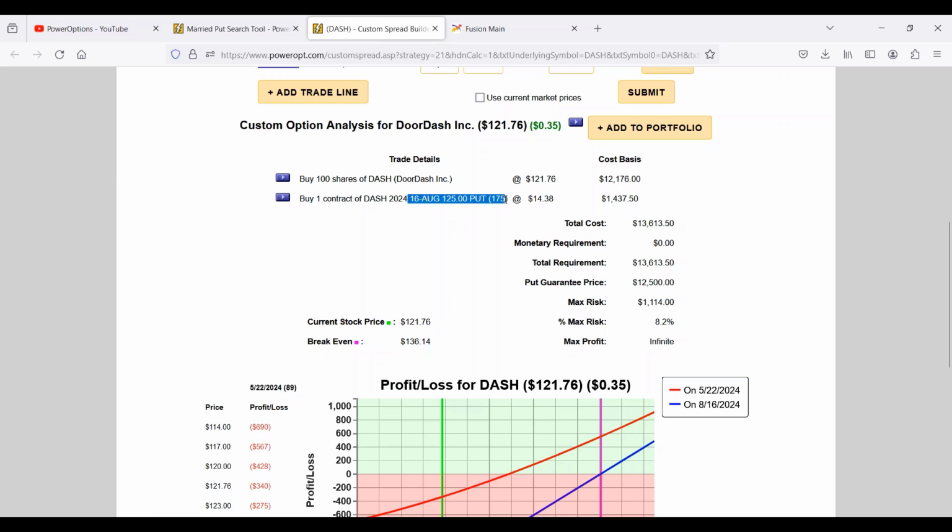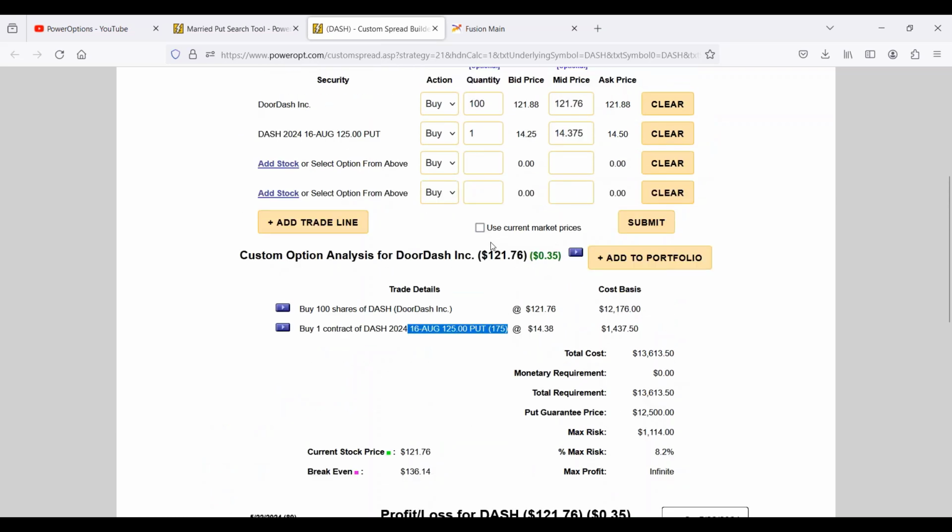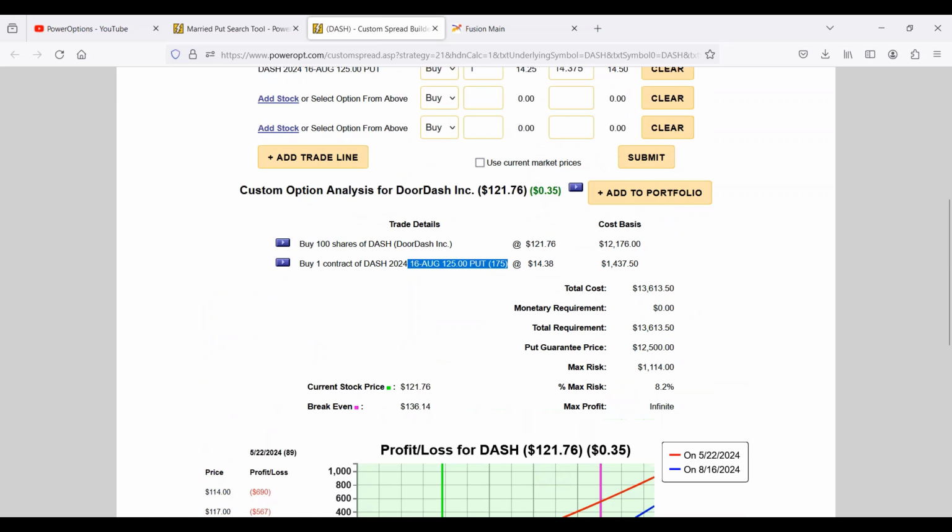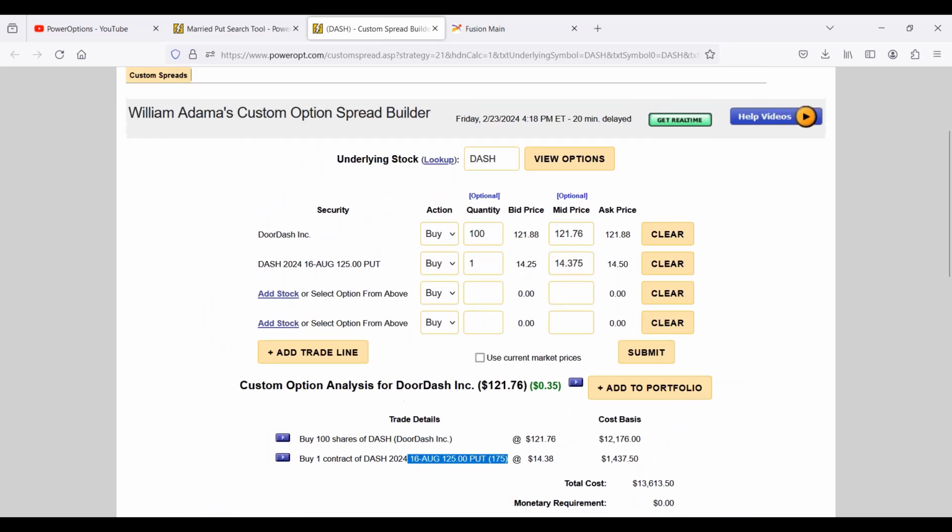I'm likely not holding this all the way to expiration. I'm going to get out ahead of time. And the reason why is discussed in the blueprint. All right, so that's the structure of the married put. That's the first initial one. Now I have 13, 14 different income methods I can use against this position.